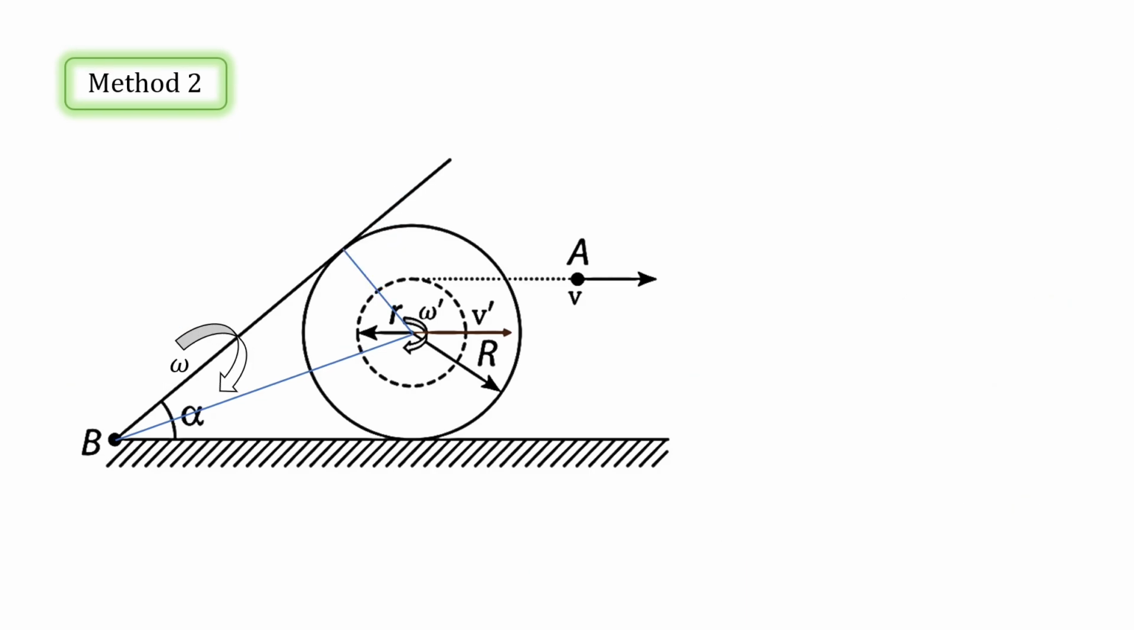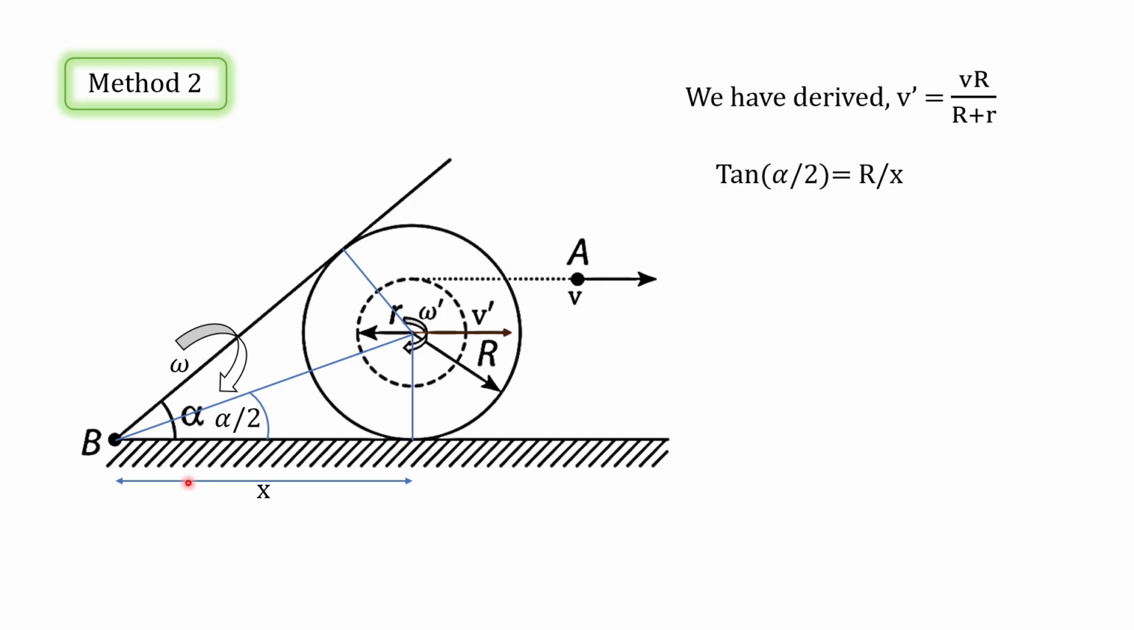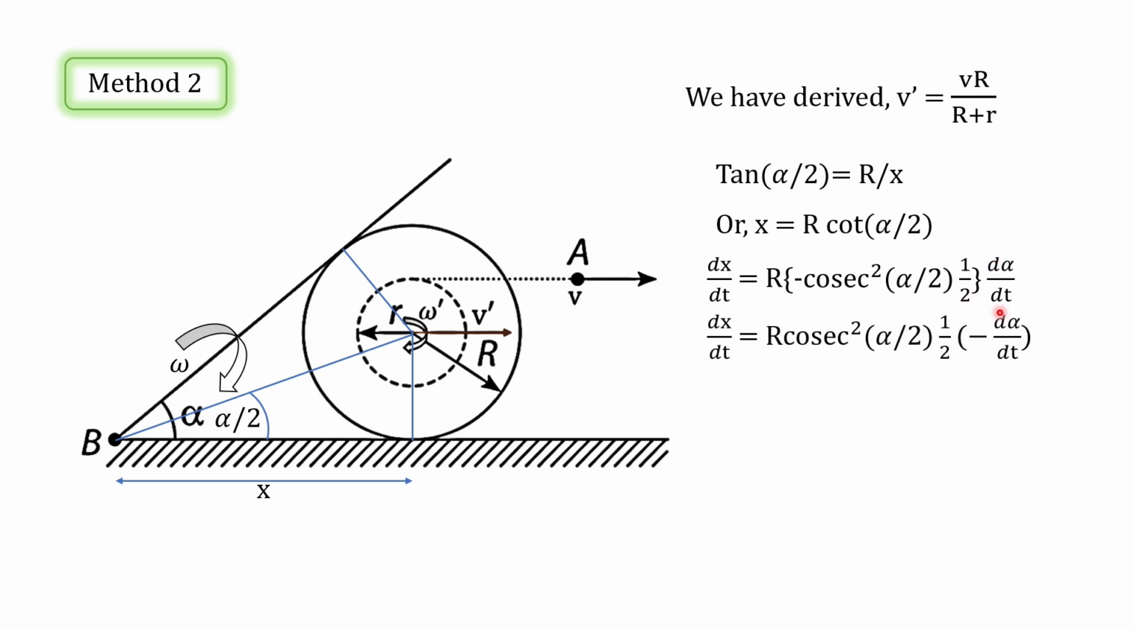Now coming to method number 2, I have to drop a perpendicular here. I call this distance x. So we have already derived that v dash equals vR by R plus r, and this angle is alpha by 2. So now tan alpha by 2 equals R by x. I have to isolate x here because I want to differentiate this, right? So x equals R cot alpha by 2. Now differentiate this, we get dx by dt equals R into minus cosec square alpha by 2 into half into d alpha by dt. This is just chain rule. So I write this as minus d alpha by dt, I take the minus from here and put it here.